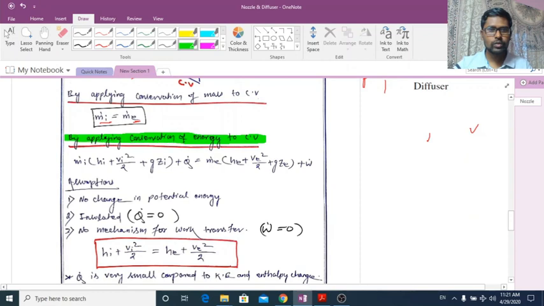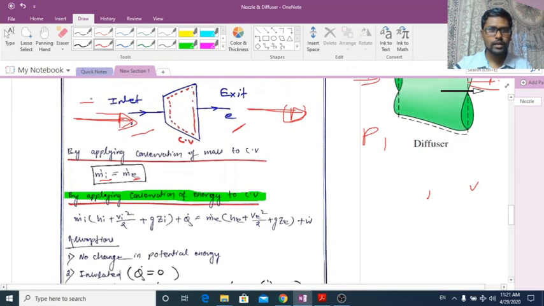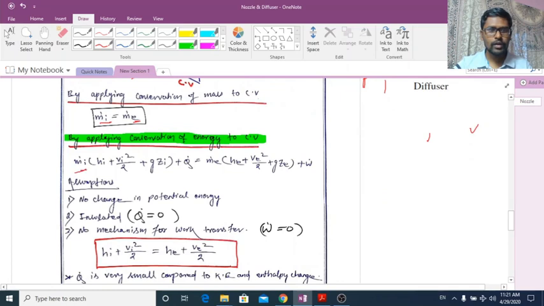to this control volume, what can I get? The rate at which energy will enter into the control volume is equal to the rate at which energy will leave from the control volume. That is equal to m dot I times (hi plus vi square by 2 plus g zi) plus q dot is equal to m dot E times (he plus ve square by 2 plus g ze) plus w.